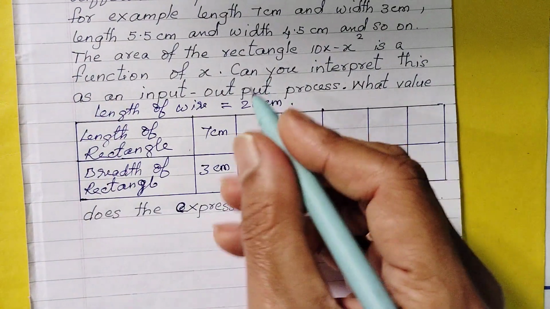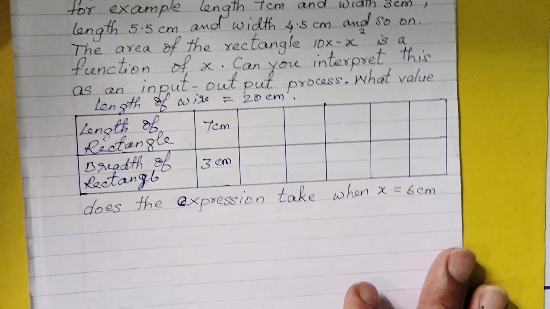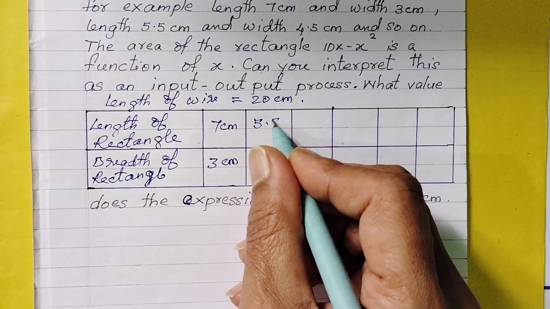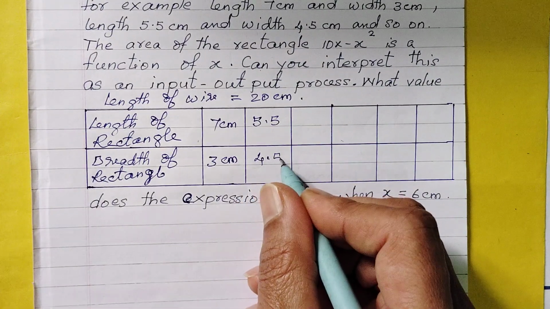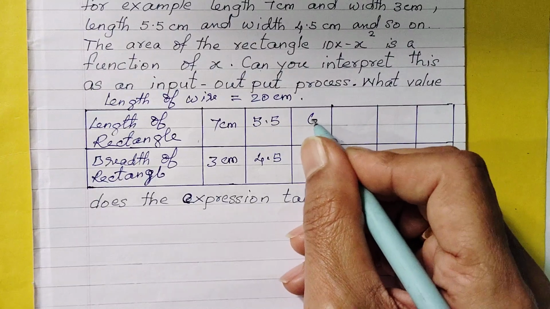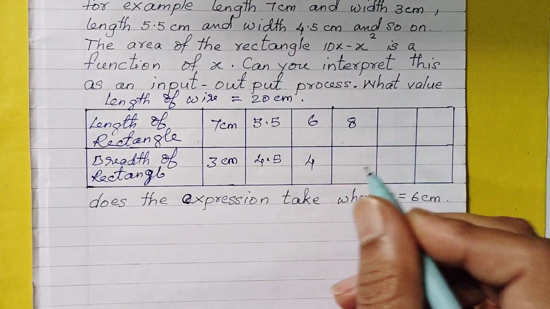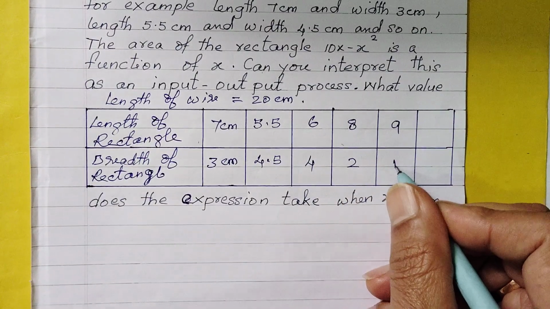So if the length is 5.5, the breadth will be 4.5. If the length is 6, the breadth will be 4. If the length is 8, the breadth will be 2. If the length is 9, the breadth will be 1.